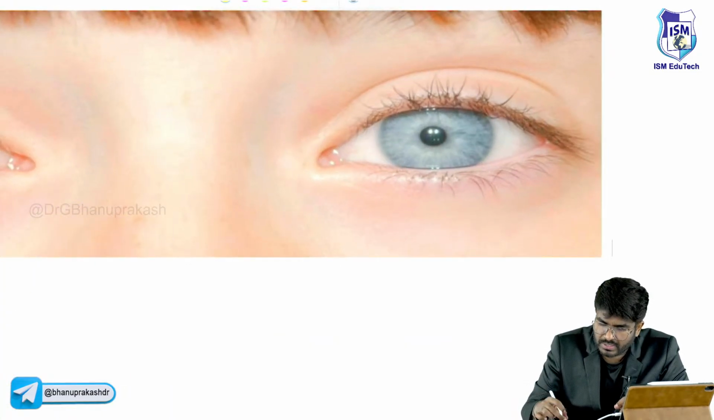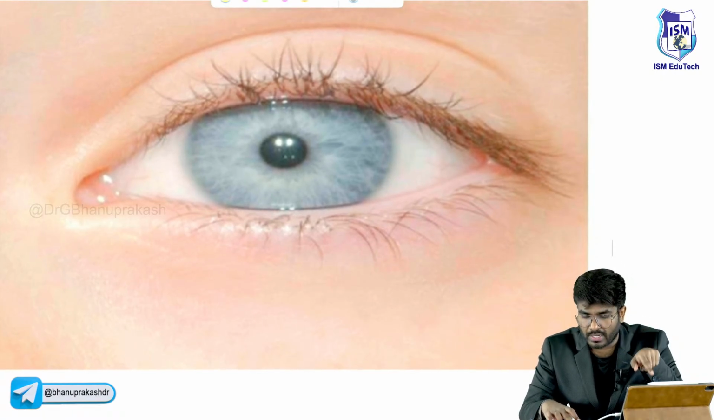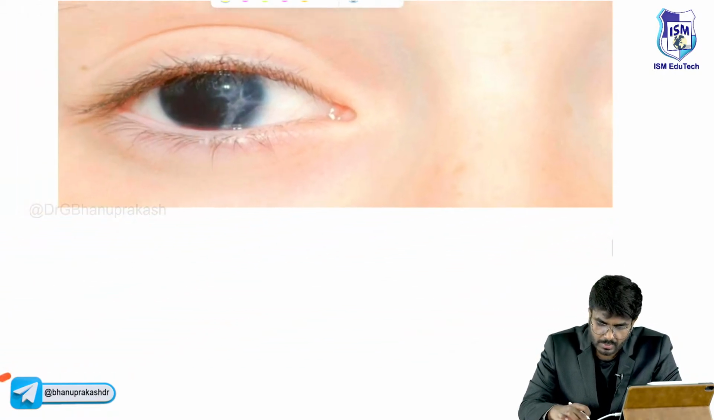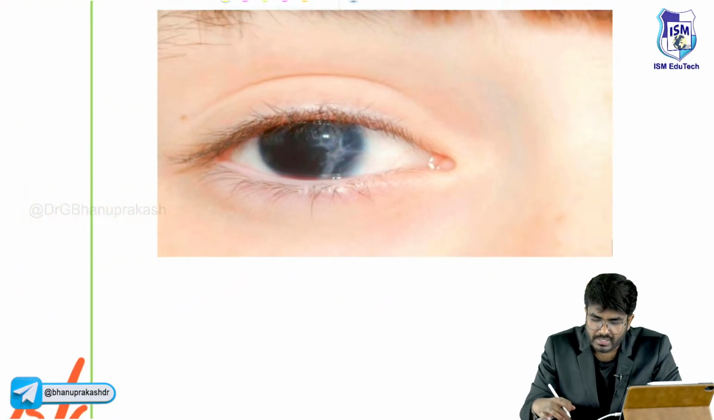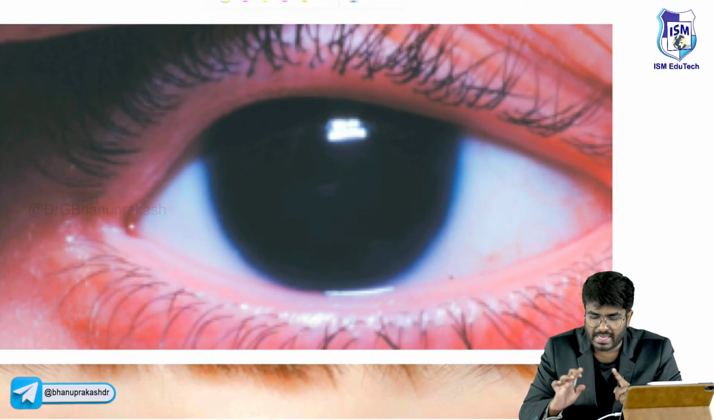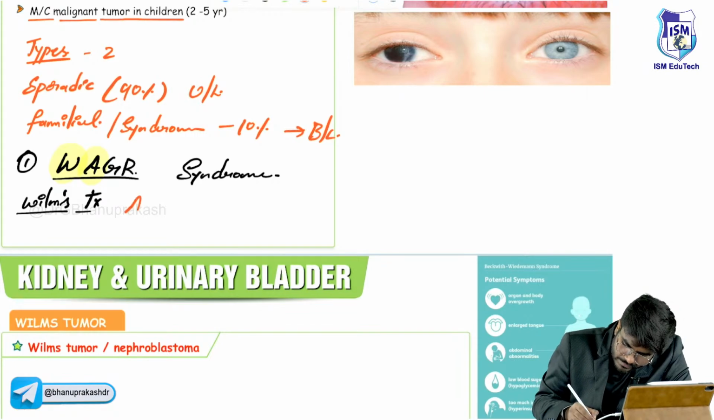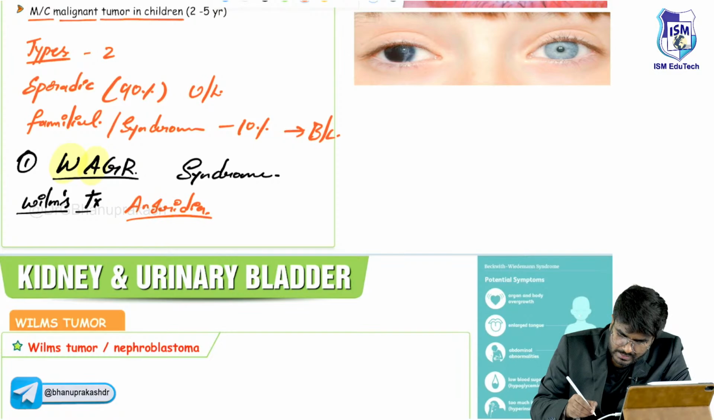In this eye you can clearly see there is an iris in the center, the blue color thing is the iris, and in the center there is a pupil. But in this eye, there is no iris. Here also there is no iris. It's just a gap. So A for aniridia; aniridia is going to be seen.